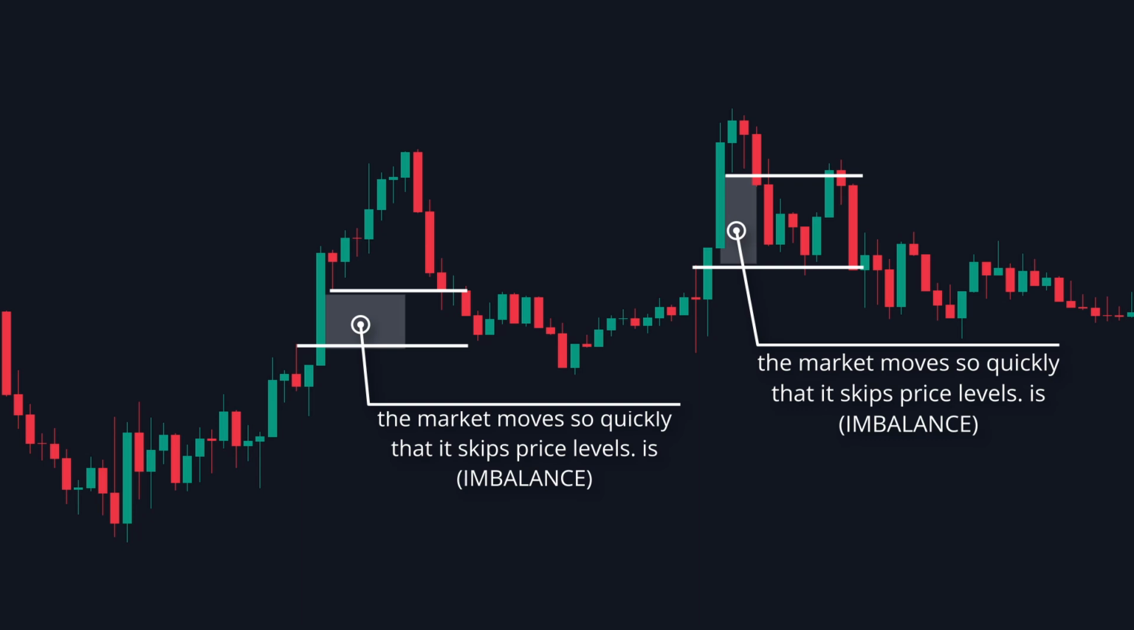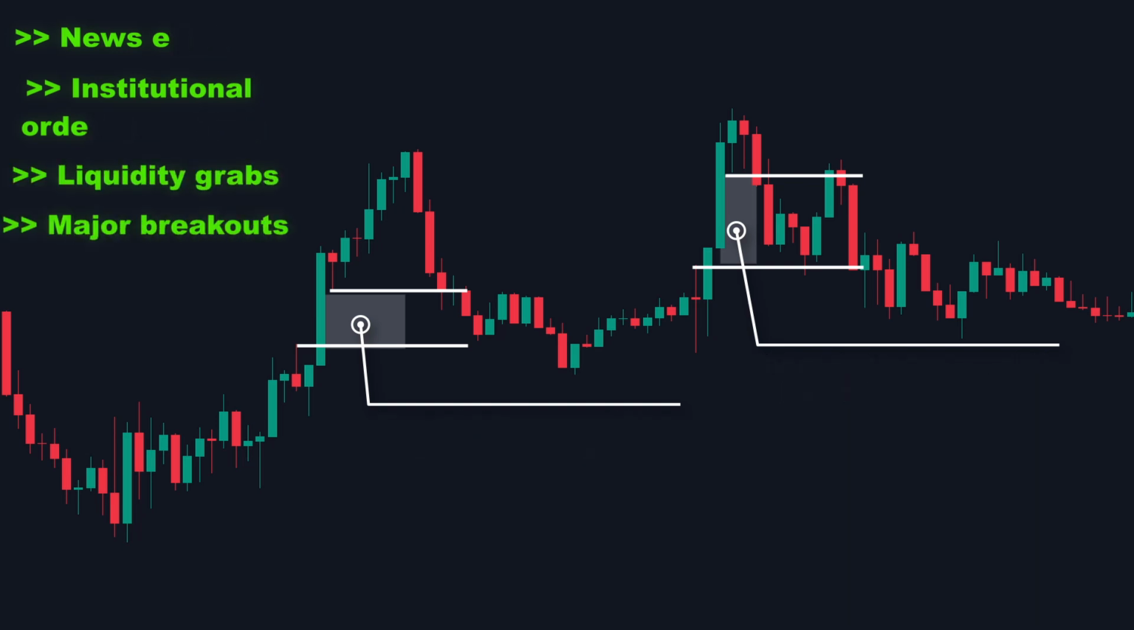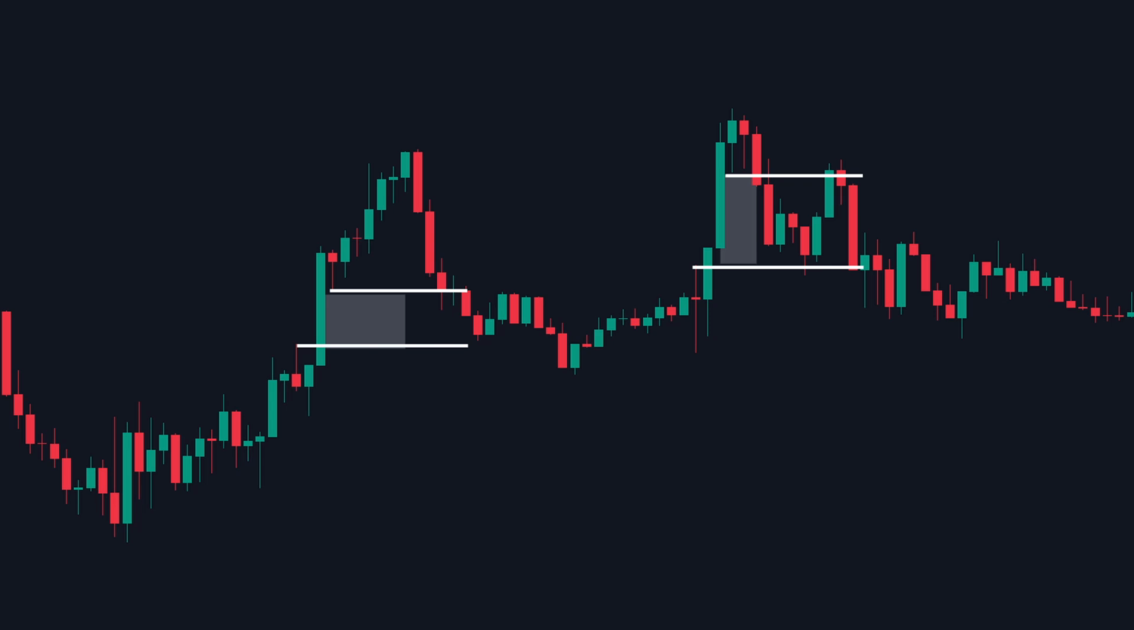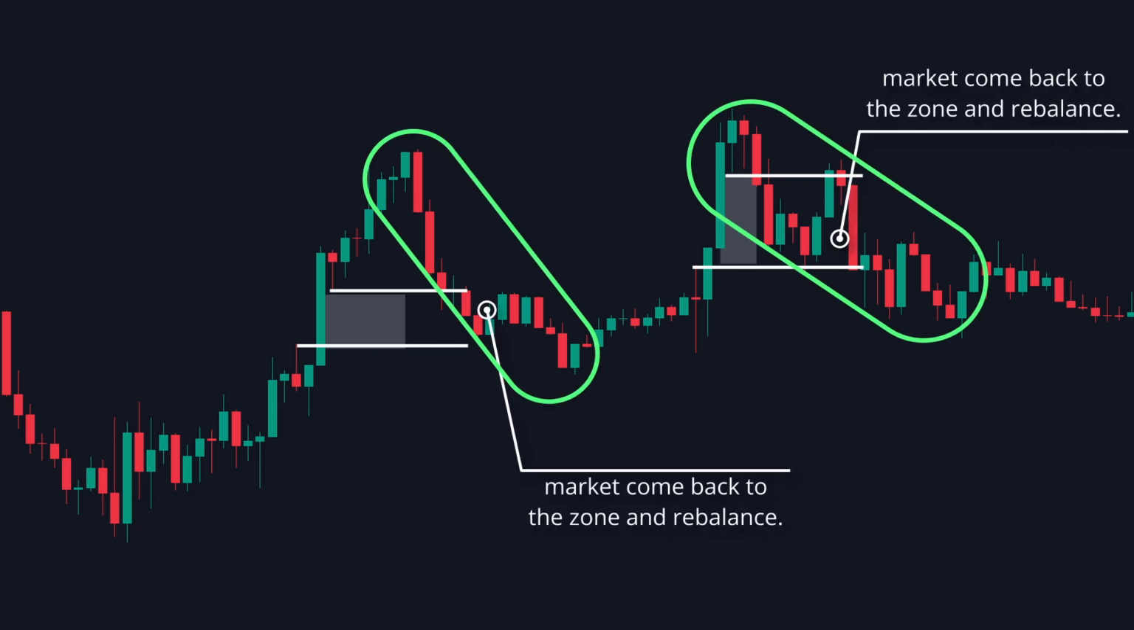This is especially true during news events, institutional order execution, liquidity grabs, and major breakouts. When this happens, it creates what we call a price imbalance, a sign that smart money moved aggressively, and the market may later come back to that zone to rebalance. This imbalance leaves a gap on the chart between candles. Not a literal gap like in stocks, but a gap in price efficiency. This inefficiency becomes your opportunity. That's the basic foundation of a fair value gap.